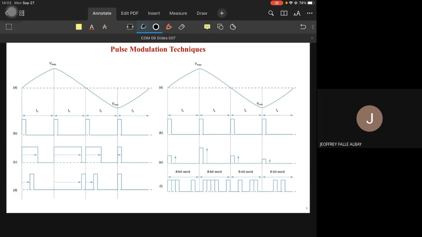Signal A is the input signal. Alright, so input ni sila. Pareha naman sa duha, ako lang gi-split ang kuan. No, input na sila. Signal B is the clock. Okay, clock pulses. So whatever circuits or circuitry ang mag-handle sa next process, which is sampling, no?